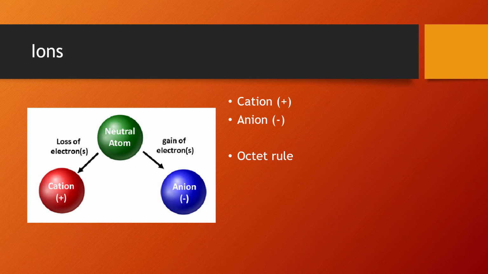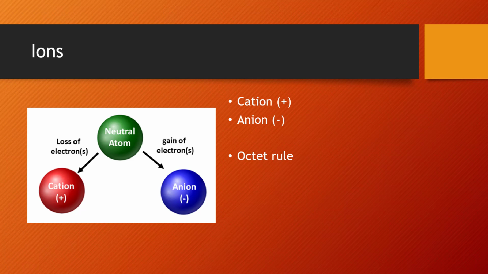Now, what is an ion? An ion is going to be an atom that has a number of electrons not equal to the number of protons. This means it has a charge. If there is a loss of an electron, this makes a cation, a positive ion. If there is a gain of an electron or electrons, this is going to make an anion. And we're going to see that this interacts with reactivity through the octet rule.